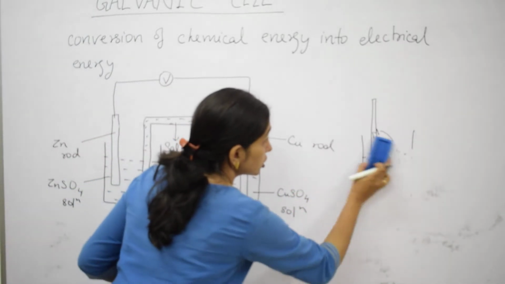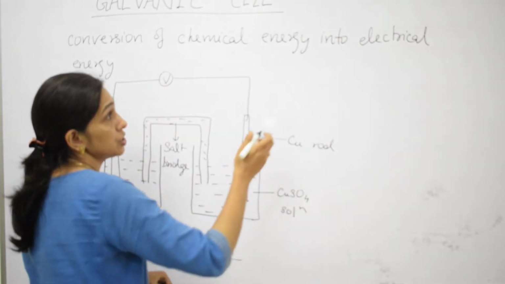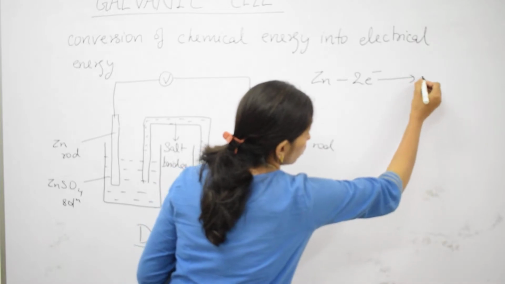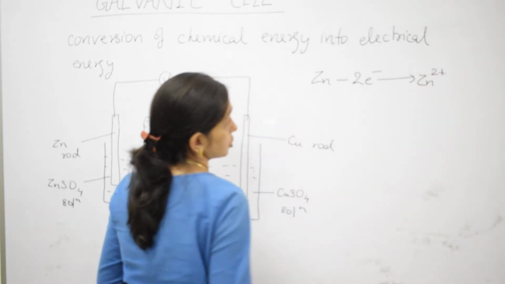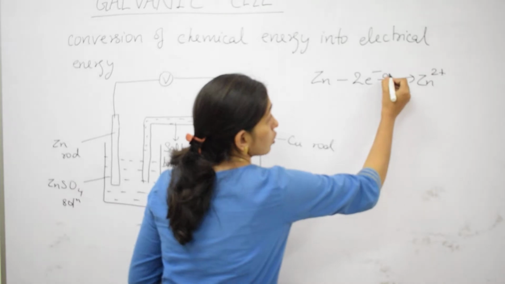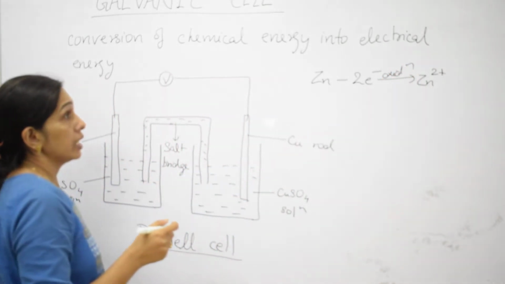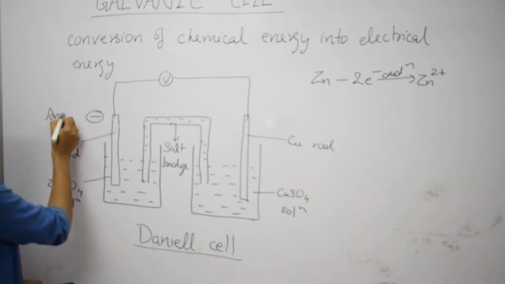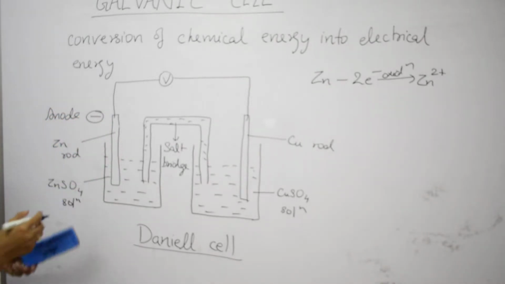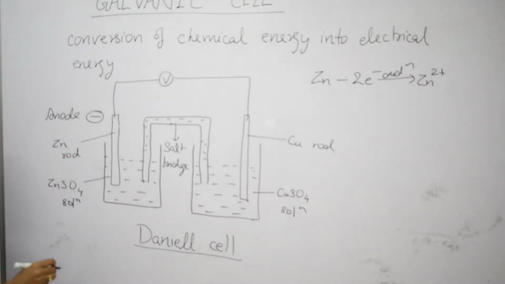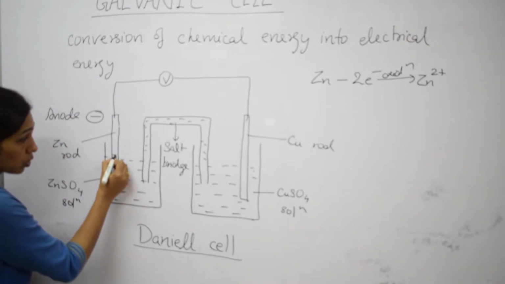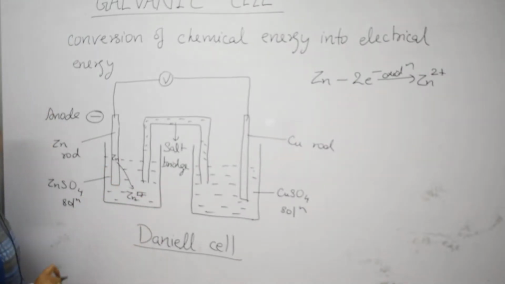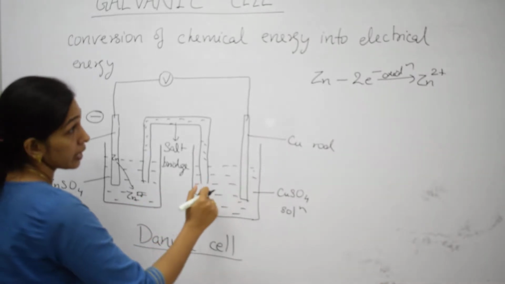So, in a Daniell cell, zinc rod loses the electron, forming zinc 2 plus ions. Oxidation occurs, and because of the electrons it gets negative potential, and this electrode is termed as anode, having negative potential. Zinc rod loses the electron, forming zinc 2 plus ions.